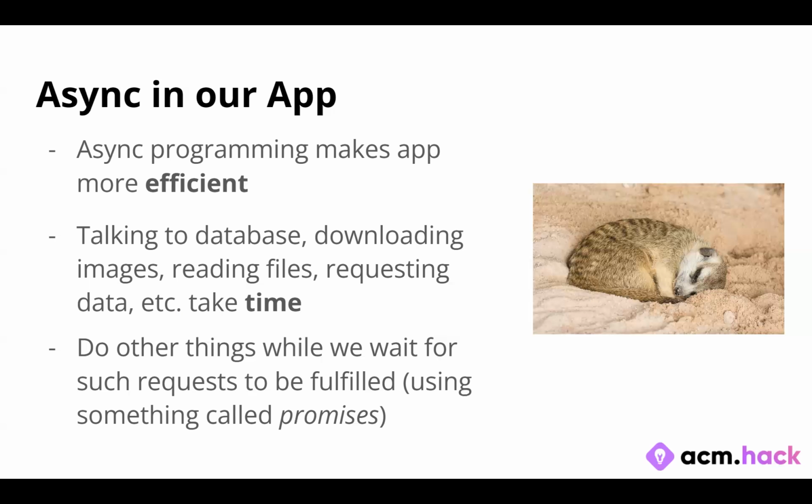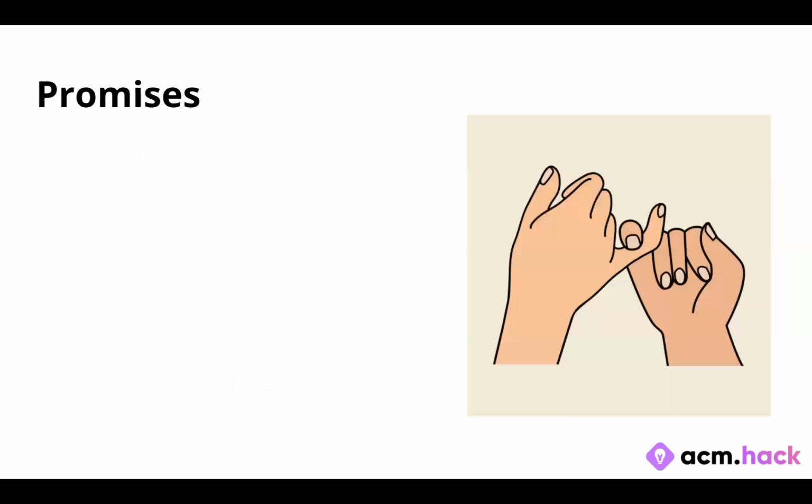We don't want our poor little mongoose to fall asleep because we're just wasting our time waiting for one to start after another. So what we can do is do other things while we wait for these specific requests to be fulfilled, right? So for example, I can initiate talking to the database while I'm downloading an image at the same time, to save me time in general. These requests are going to be fulfilled with something called promises, which I'll get into right now.